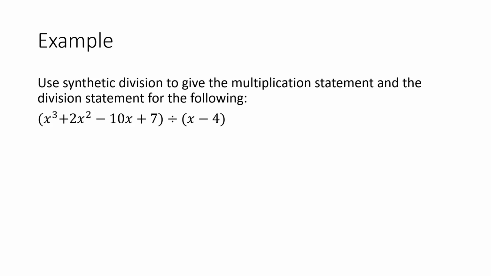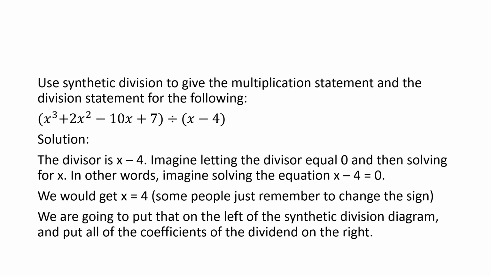Let's use synthetic division to give the multiplication statement and the division statement for the following. X cubed plus 2x squared minus 10x plus 7, quantity divided by x minus 4. The divisor is x minus 4. We're going to ultimately put a 4 to the left of the synthetic division sign.